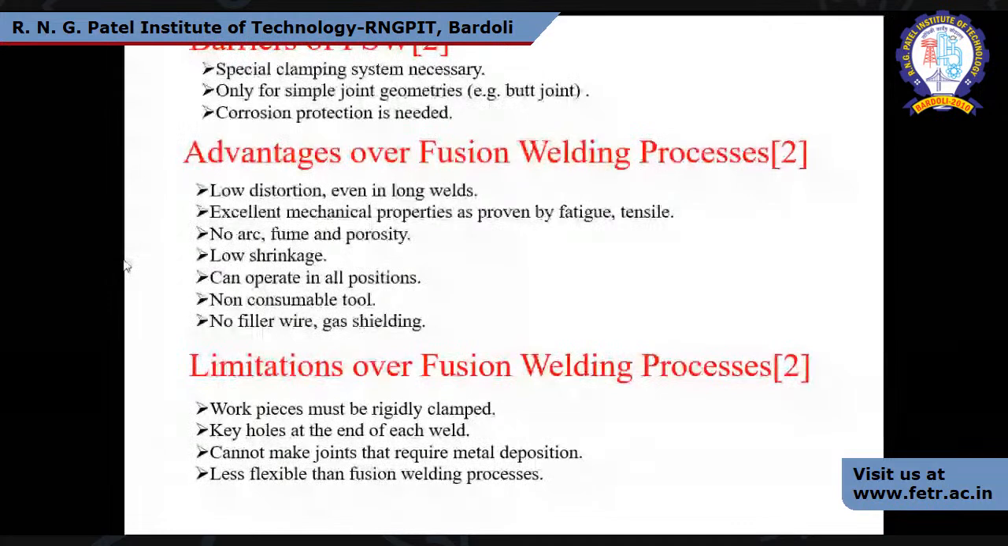Now, another barrier is that only simple joint geometry is possible, like a butt joint. We cannot process FSW with other types of joints. And third one is that corrosion protection is needed. Why is it required? Because no filler metals are there. If we are going with air FSW, meaning air friction stir welding, it is not a major issue, but if we are going with immersed FSW, meaning underwater friction stir welding, corrosion protection is a major thing that we need to take into consideration.